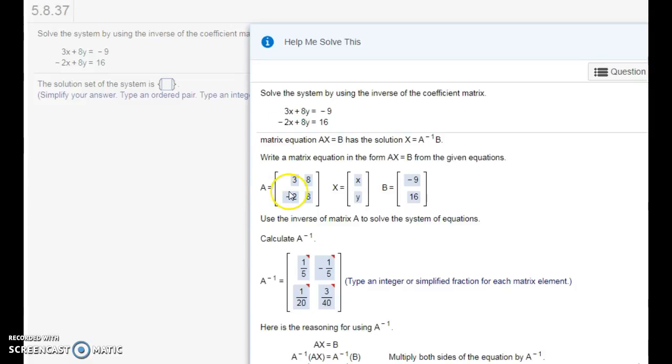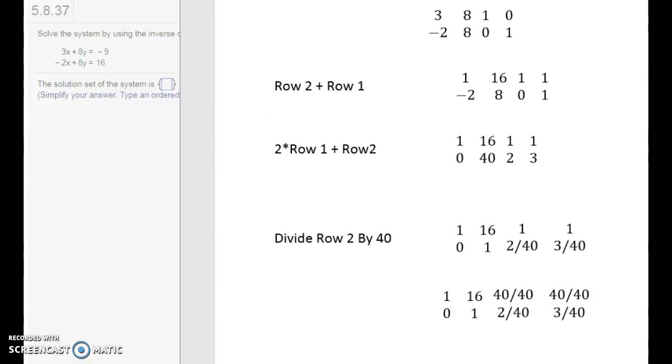Now we want to find the inverse of matrix A. To do that, we write the coefficient matrix A, and then we put the identity matrix right next to it. And our goal is to use row transformations, which are discussed in 5.2, to switch it so that this identity matrix is over here. And then whatever's over here is going to be the inverse of A.